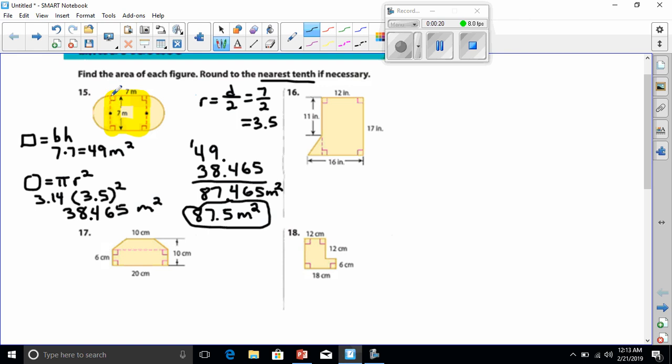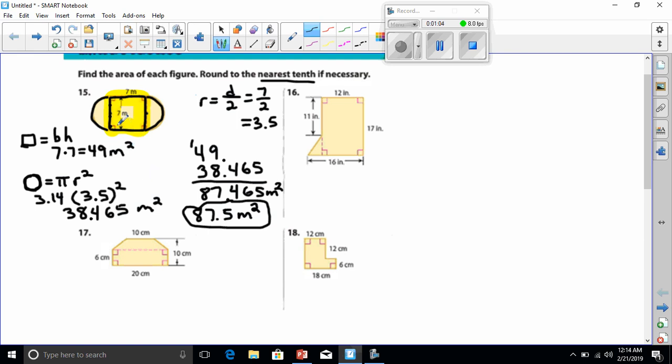This composite figure consists of one square in the center here. You can see that. And two semicircles. One half of a circle here, one half of a circle here. Now that means I can use the formula for a square and for a circle to get my answer, because two semicircles make one circle. So the area for a square is base times height. We see the base is 7 and the height is 7, and 7 times 7 is 49. So the square is going to be 49 meters squared.